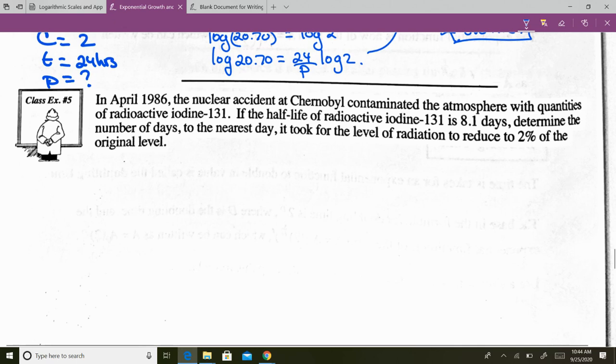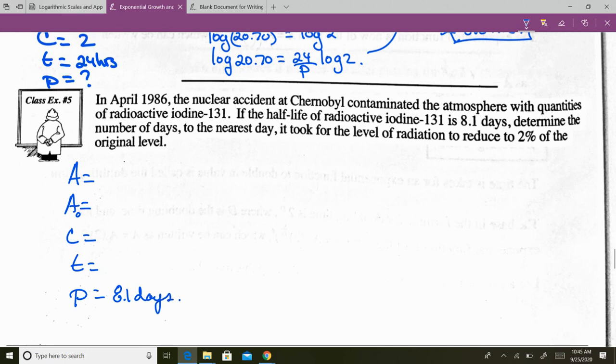if the half-life is this, how long did it take? Okay. Write out all our variables. A naught, C, T, P. All right, the first sentence is just setting stuff up. Second sentence, half-life of radioactive iodine is 8.1 days. What variable is that? P, right? It is the half-life. It's the time it takes. So 8.1 days.